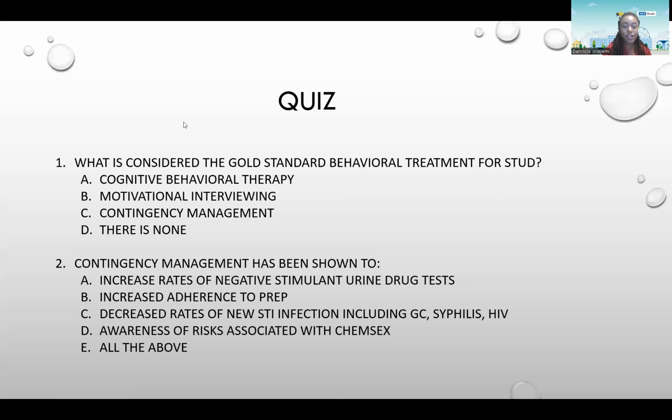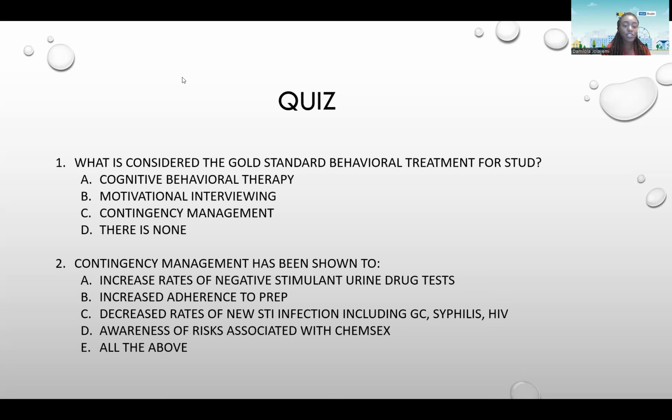All right, so we're going to have a quick poll today. If you look on your screen, a poll is going to pop up. It's just a pre-quiz, and I will read it out as well. What is considered the gold standard behavioral treatment for stimulant use disorders? The first option is cognitive behavioral therapy. The second is motivational interviewing. The third is contingency management. And the fourth option is there is none. So what do you think that is? You can go ahead and just answer that question on the poll.